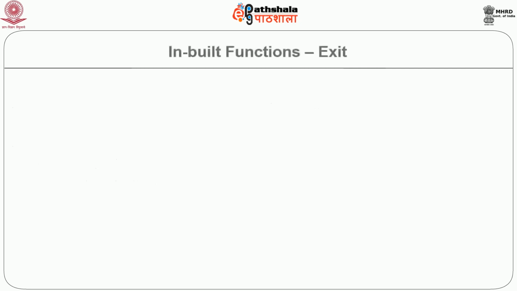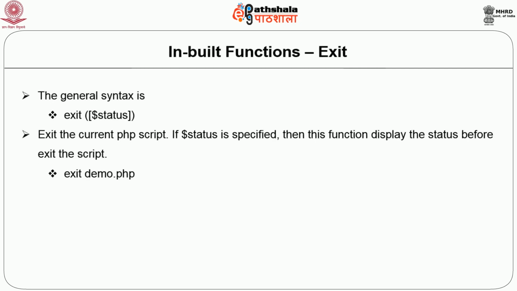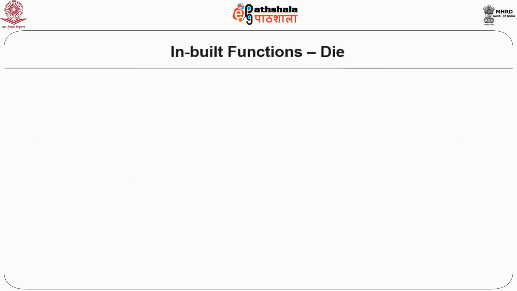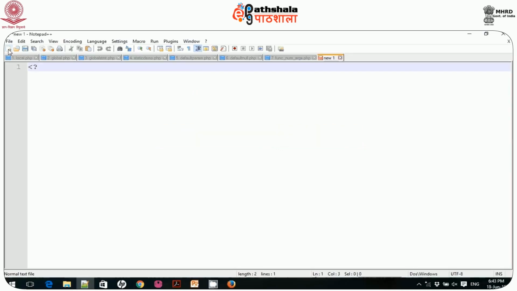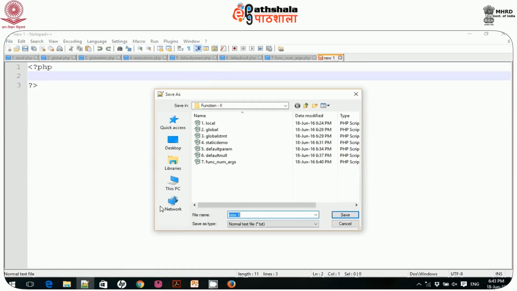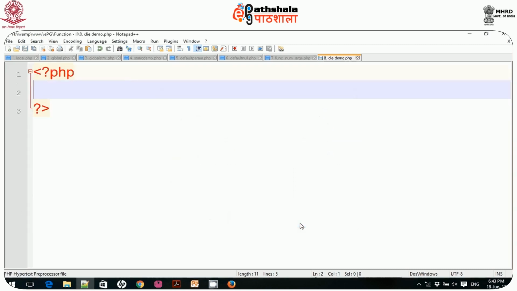In the same way you can use the exit function. The exit function optionally takes a status, and it exits the current PHP script. If a message is specified, this function displays it before exiting the script. And in the same way as exit, you can write the die function. Let me take a demonstration of die as well. Let me create one file using die. So I save this file as die demo.php, and I create one function or anything. Let me do something very simple.